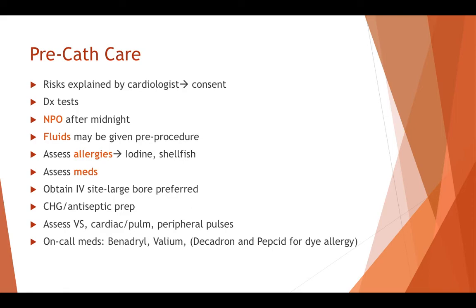And another thing I want to point out is some of their labs. We want to make sure that their BUN and creatinine are stable because they're going to give dye, and we want to make sure that the kidneys are healthy enough to handle that extra dye load and to be able to excrete it properly. We also might do a pregnancy test as well. Coagulation studies, they usually won't do a cath if an INR is above a certain amount because of the increased risk of bleeding.